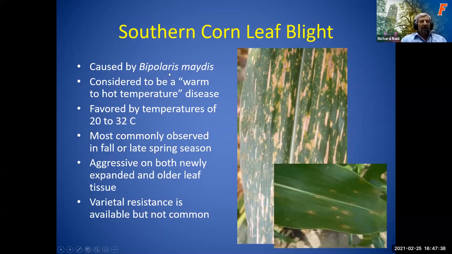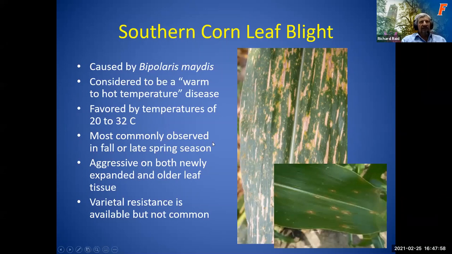Southern corn leaf blight is much different than the rust. It's caused by Bipolaris maydis. This is considered to be a warm or hot temperature disease. It's favored by temperatures similar to those of southern rust, 20 to 32 degrees C.